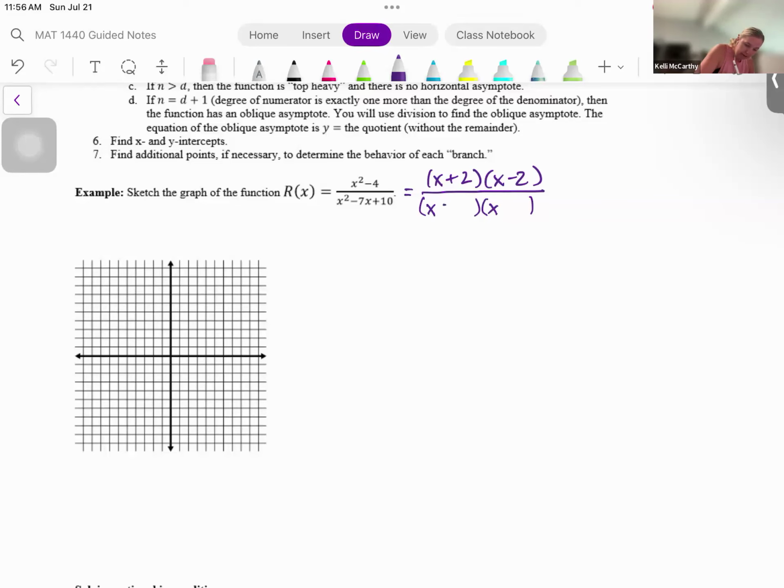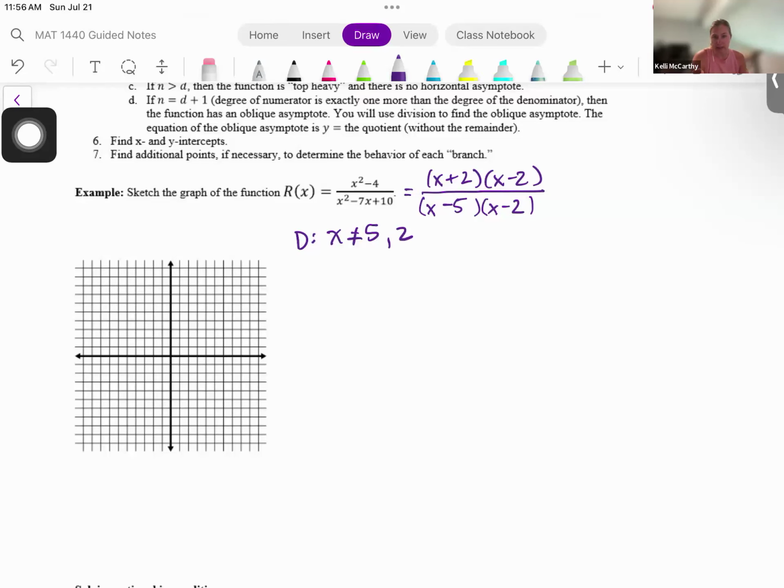Now, this requires a little bit of patience. We see those factors of x minus 2. We want to make sure we don't cancel those out yet. Let's start by stating our domain. So for our domain, we can see that x cannot equal 5 or 2, and those are the zeros that we get from our denominator.